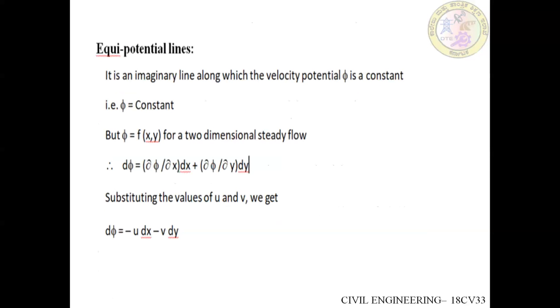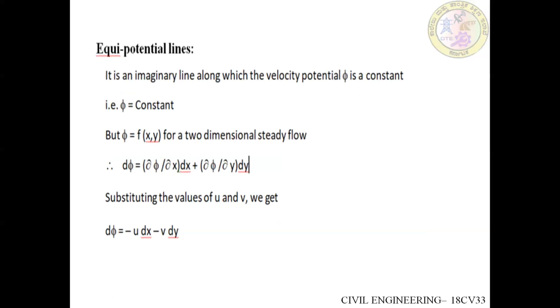Next is the equipotential line. It is an imaginary line along which the velocity potential remains constant. So phi will be equal to constant. Since for a two-dimensional steady flow, phi is a function of x and y, d phi will be equal to dou phi by dou x into dx plus dou phi by dou y into dy.